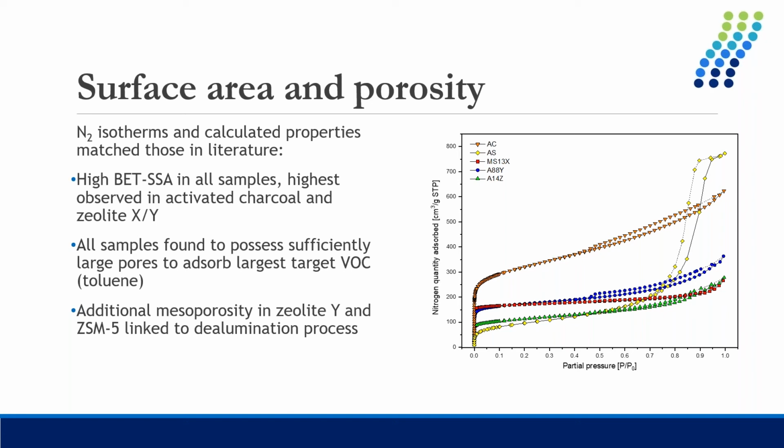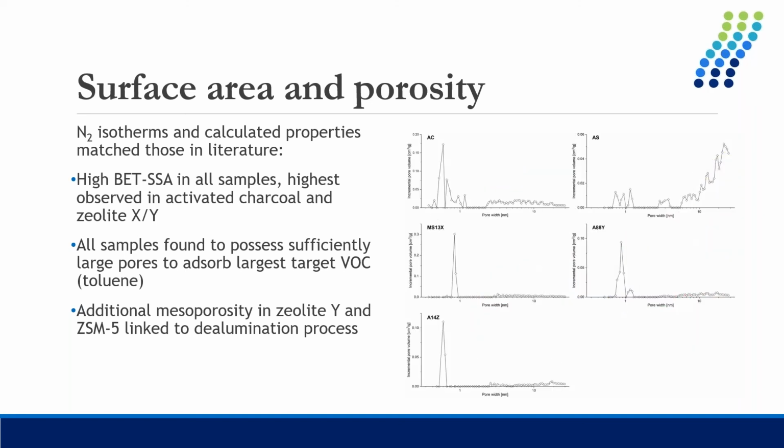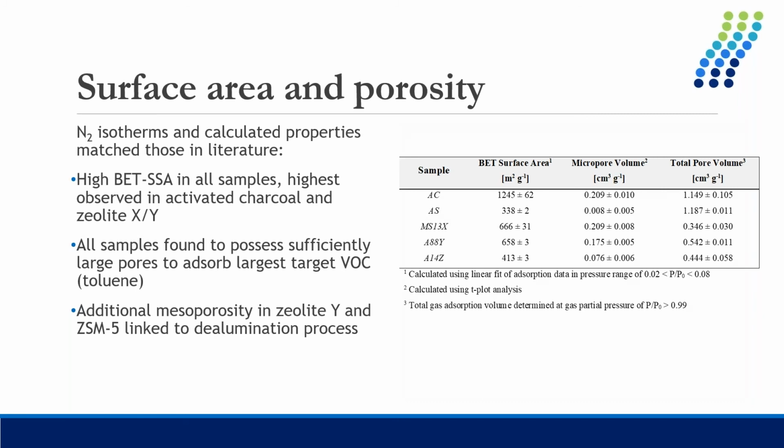All samples were found to have sufficiently large pores, so these are the pore size distributions here, to adsorb our largest target VOC, which was toluene. So each material has a pore size of at least around 5.9 angstroms. And we found that there was additional mesoporosity in our zeolite Y and ZSM5 samples compared to the zeolite X sample. And this is due to these materials undergoing something called dealumination, which is where the aluminium ions within the framework are removed, and this can lead to some changes in porosity.